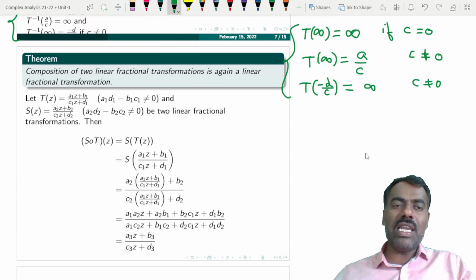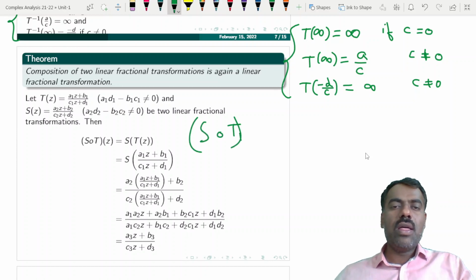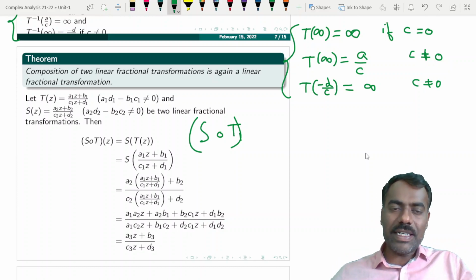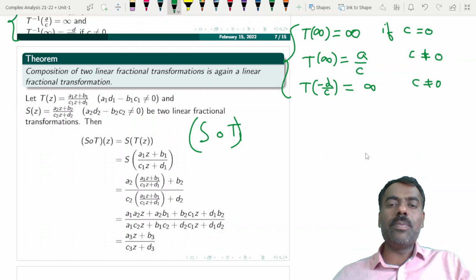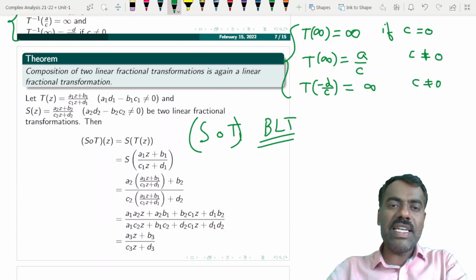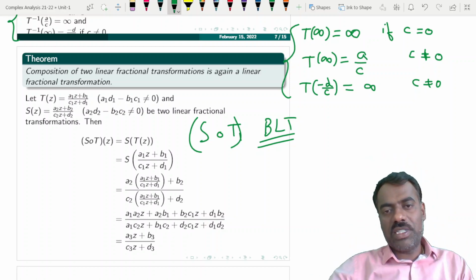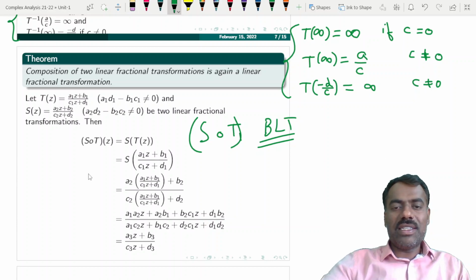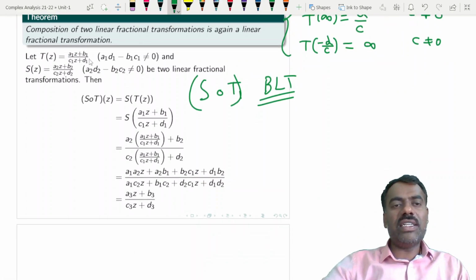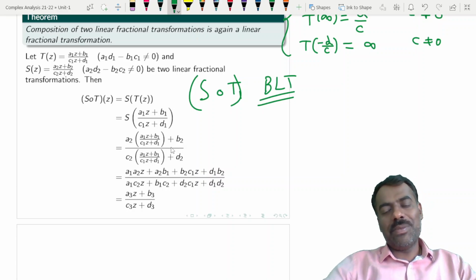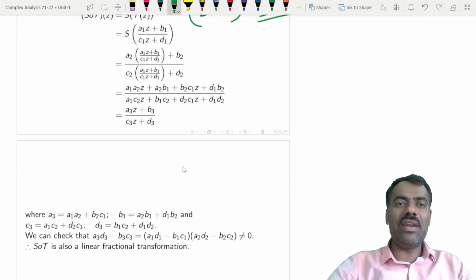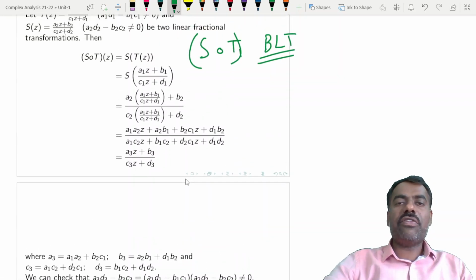You can easily prove that if S is a bilinear transformation and T is a bilinear transformation, then their composition S compose T is also a bilinear transformation. Whether I use the word bilinear transformation or linear fractional transformation, both are the same. Write T(z) and S(z) in this fractional linear form with coefficients satisfying these conditions, then find the composition and substitute it, and you will get it again in that same standard form.